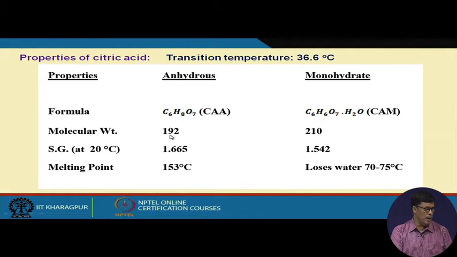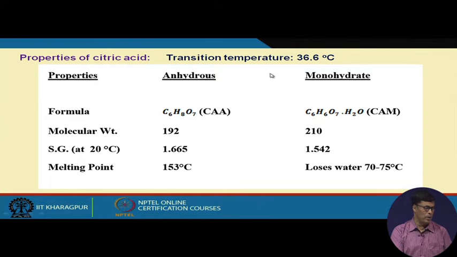The citric acid anhydrous has the molecular weight 192, and citric acid monohydrate is 210, and the specific gravity is more or less close to each other. Melting point is 153 degrees centigrade in citric acid anhydrous, and in case of CAM it loses water at 70 to 75 degrees centigrade.